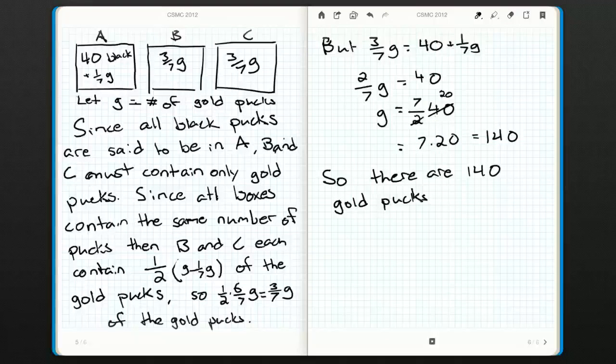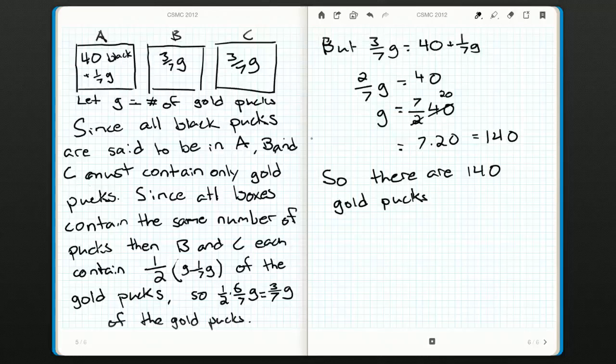Okay, and if we wanted to, we could double check that. We could say, if that's the total number of gold pucks, if that's G, what's 1/7 of G? Well, that's 20. 40 black pucks plus 20 gold pucks should be equal to 3/7 of 140. Well, what's 3/7 of 140? That's 3 times 20, that's 60. 60 is indeed equal to 40 plus 20. So we do have the correct number of pucks in each box. So that's just a little check we can perform if we want to. If not, if we're confident in our answer, that's okay.